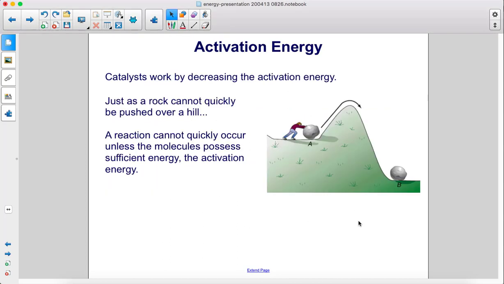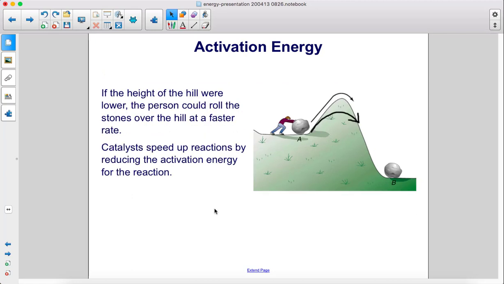Catalysts work by decreasing the activation energy. Just as a rock cannot quickly be pushed over a hill, a reaction cannot quickly occur unless the molecules possess sufficient energy, the activation energy. If the height of the hill were lower, the person could roll the stones over the hill at a faster rate. Catalysts speed up reactions by reducing the activation energy for the reaction.